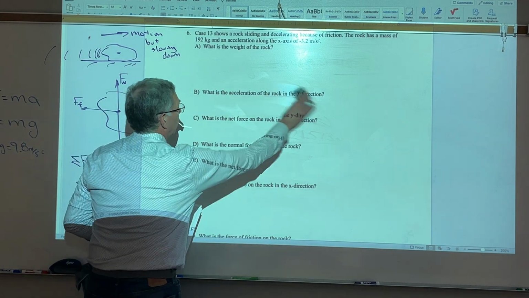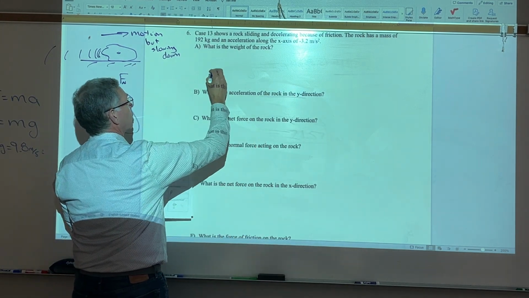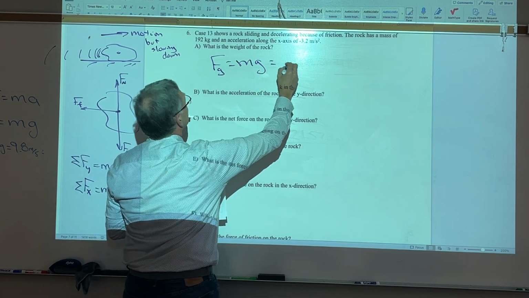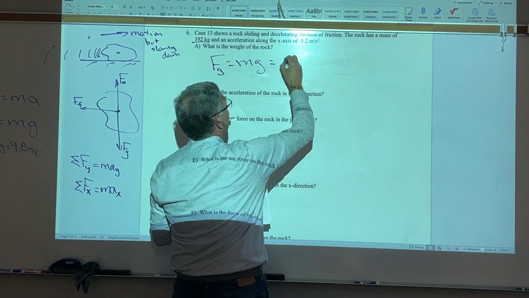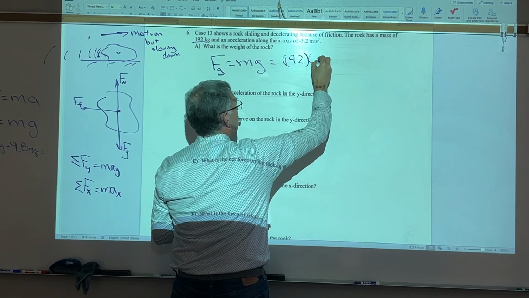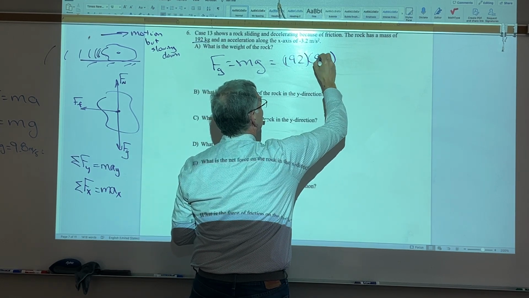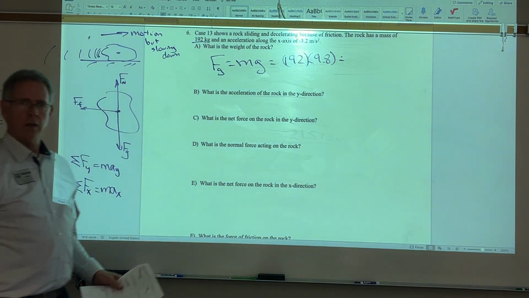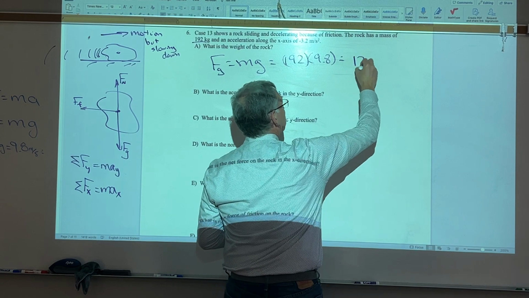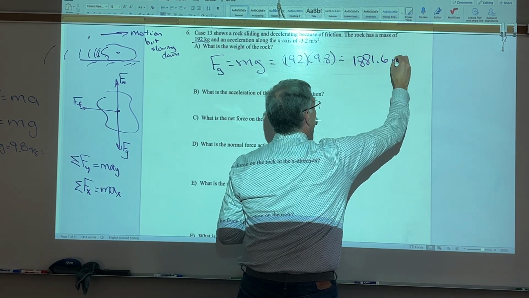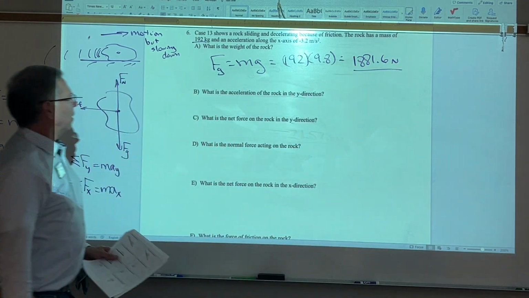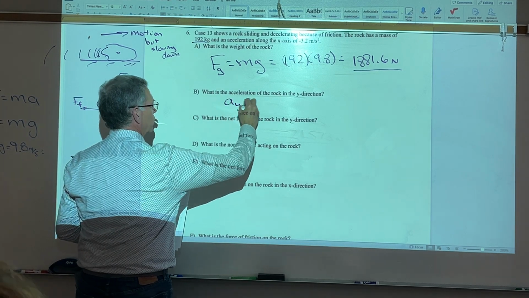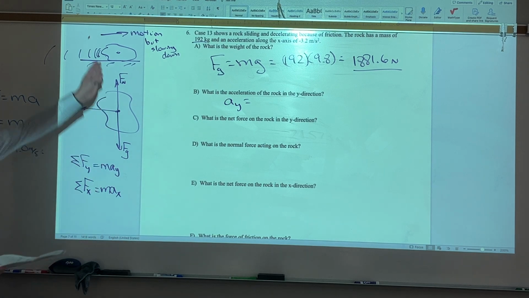All right, so we'll find the weight of the rock. So force of gravity, m times g. So here's our mass, 192 kilograms times 9.8. And what's our weight? 1881.6 newtons. Okay. All right. What's my acceleration in the y direction? Up and down. What's my acceleration?